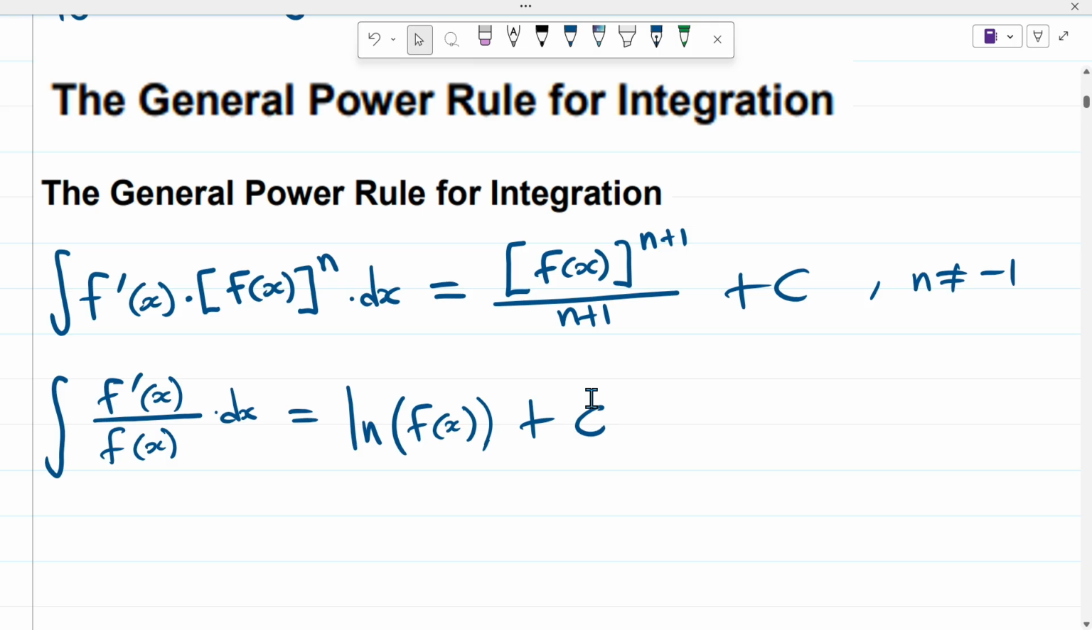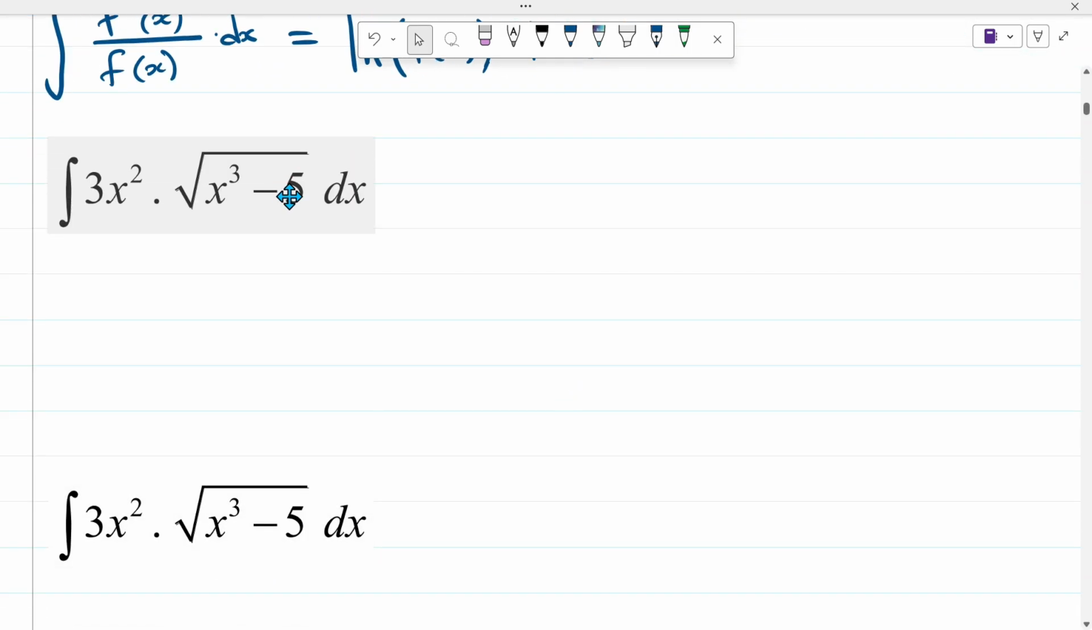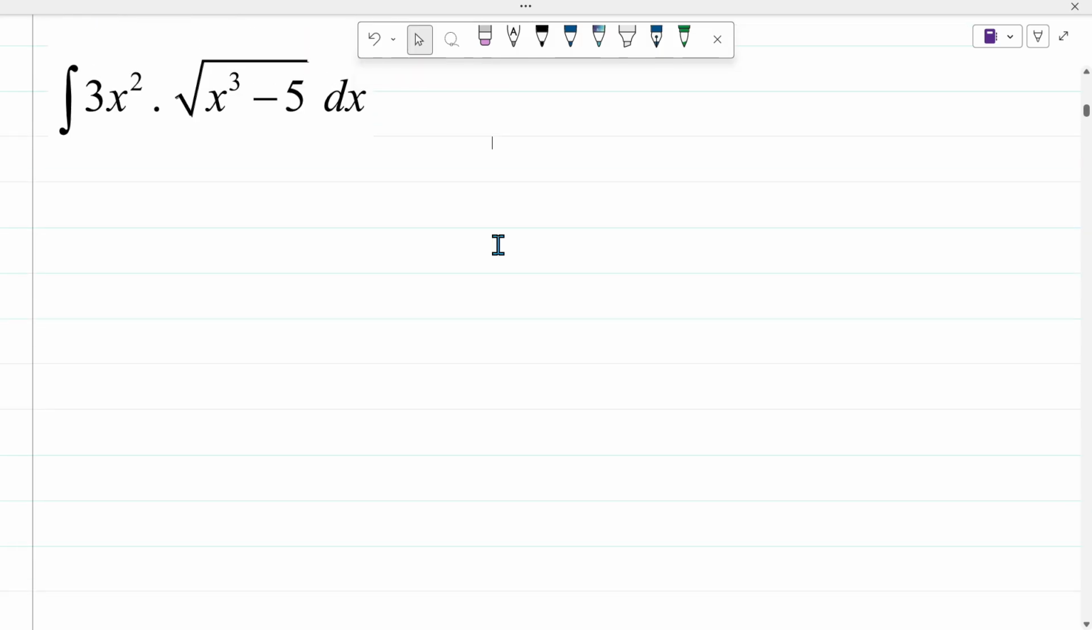So yeah, let me just give you an example on this general power rule thing. So let's start. So this is what I was trying to say with regards to general power rule. So you check the things that are multiplying each other, then you see, is there a function and its derivative. So you're going to check when I derivate this x cubed minus 5, what do I get?